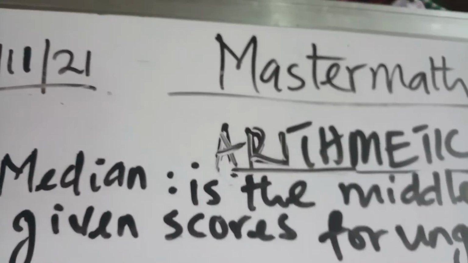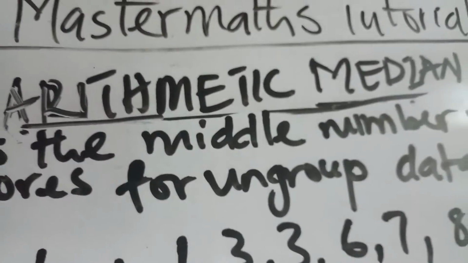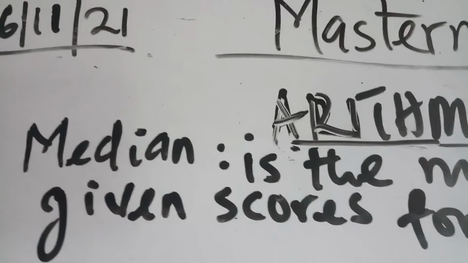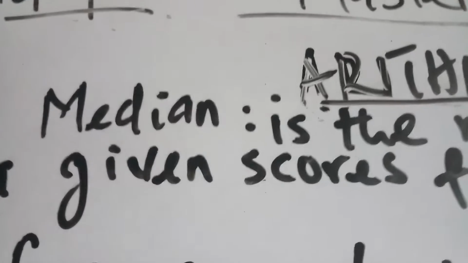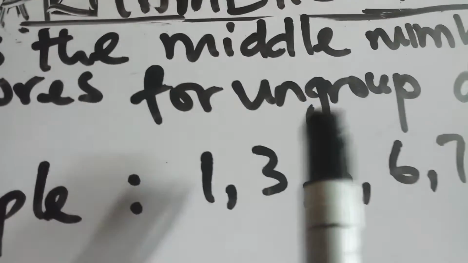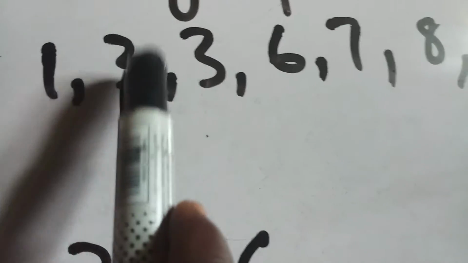In today's lesson, we're checking out how to calculate the arithmetic mean, both for grouped and ungrouped data. First, I want to start with the ungrouped data. Median is the middle number of the given scores for ungrouped data. That's the middle number. For example, we have 1, 3, 3, 6, 7, 8, 9.